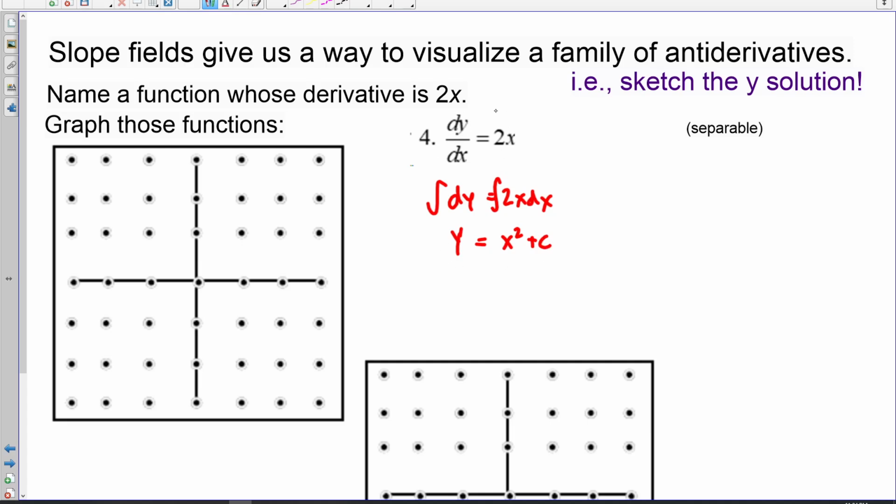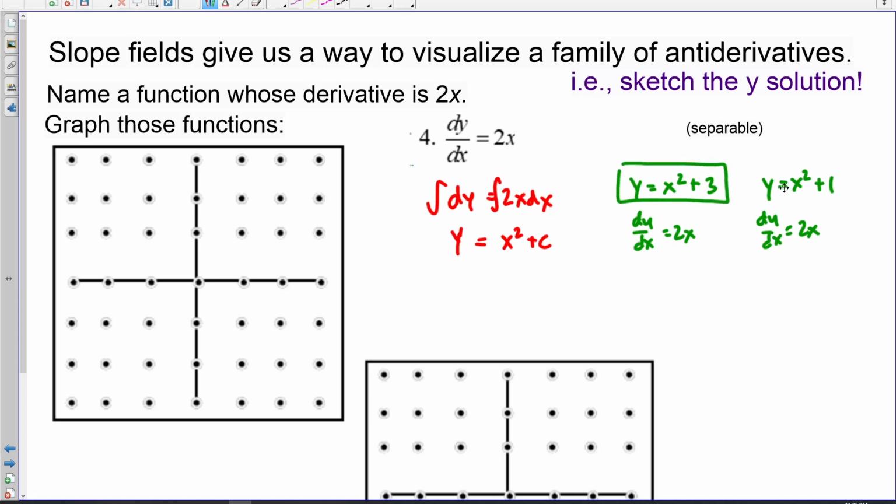And so this is what my solution will be. The solution to this differential equation is y equals x squared plus c. And that means the c can be anything. So let's say the c is 3. So y equals x squared plus 3. If I take the derivative of both sides, wouldn't that give me 2x? Yeah, so y equals x squared plus 3 is an answer. What about y equals x squared plus 1? Is that an answer? Well, if I take the derivative of both sides, I get 2x. So that's also an answer.